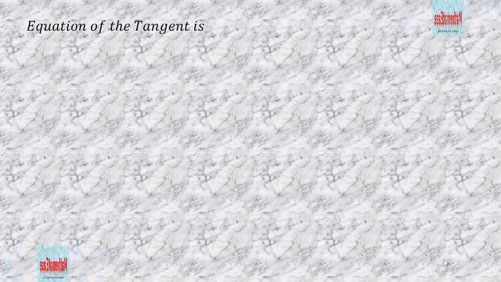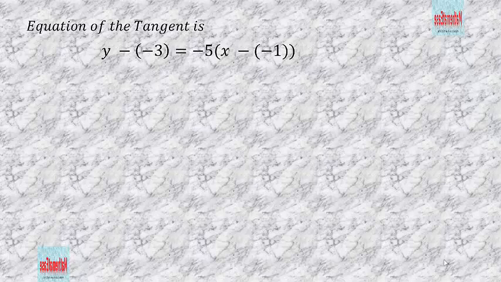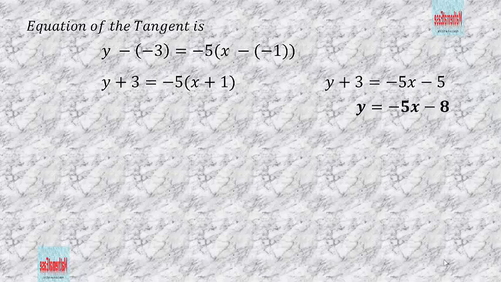Now let us go to equation of the normal and the tangent. So the equation of the tangent is y minus 3 is equal to minus 5 bracket x minus 1. That minus 3 is y1, that minus 1 is x1, and minus 5 is m1. So I can simplify it further. So y plus 3 is equal to minus 5 bracket x plus 1. I can simplify it further by opening that bracket and collecting like terms. So y is equal to minus 5x minus 8. That is the equation of the tangent.